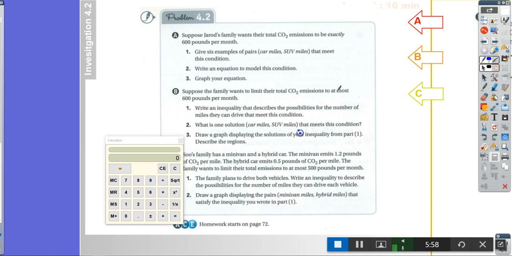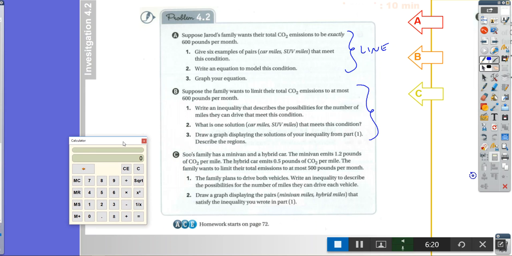For part B, suppose the family wants to limit their emissions to at most 600 pounds. So the difference between these two is that this is going to be just a line, and this one here you're turning into a graph of an inequality.